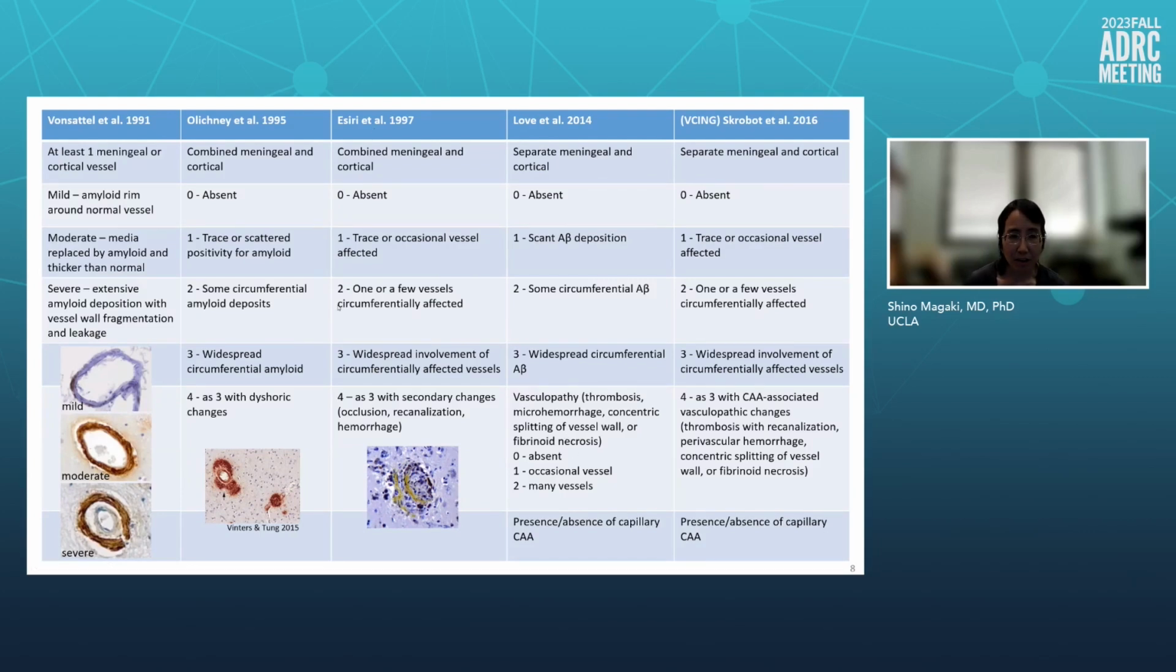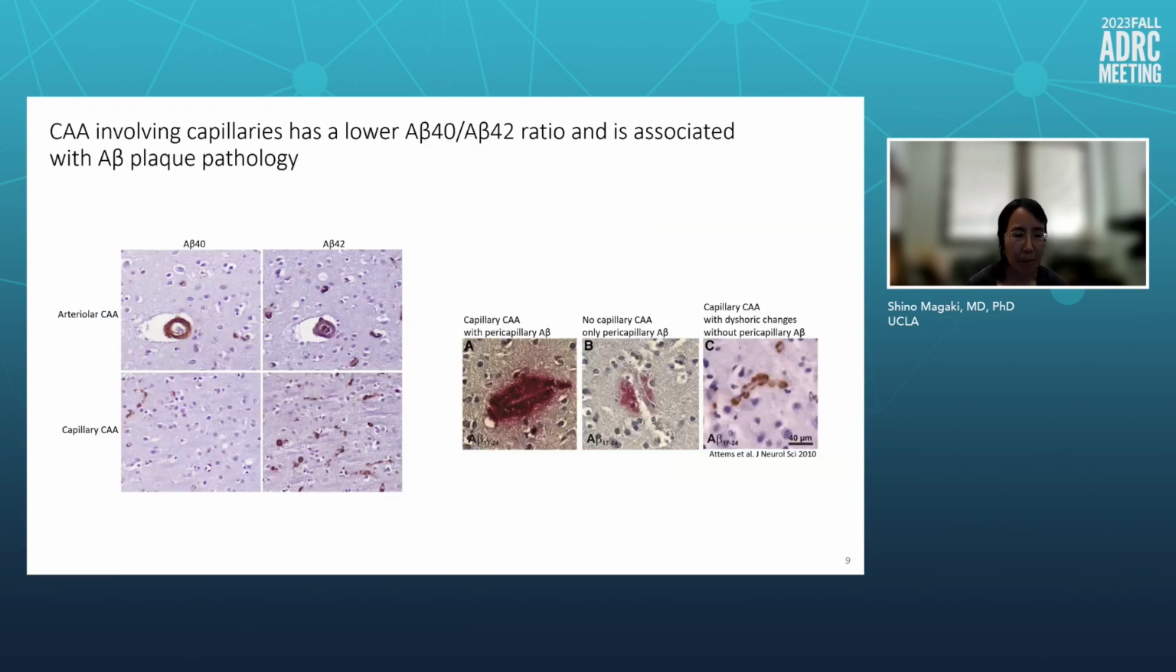And a combination of Dr. Nesri's and Dr. Love's grading schemes were incorporated into the VSIM criteria. A little bit about capillary CAA. They have different characteristics compared to CAA affecting larger vessels. The larger vessels have predominant A beta 40 deposition, whereas the capillary CAAs have predominant A beta 42 deposition, such that the ratio of A beta 40 to 42 is similar to that of plaques.